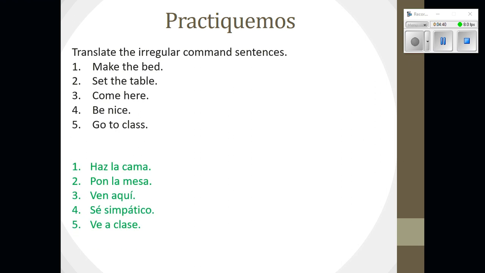All right, check your answers. Remember, these are irregular, and you'll notice that they're all short. They're very short. If you want to tell someone set the table, pon la mesa. Come here, ven aquí. Be nice, sé simpático. And go to class would be ve a clase. All right, because the tú here, this preposition to is a in Español.